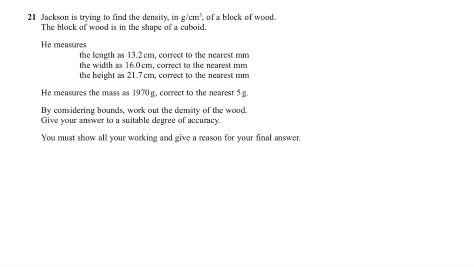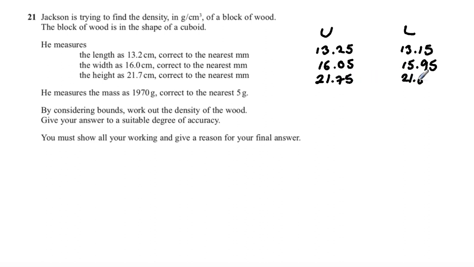So the first thing I'm going to do is find the upper and lower bound of the length, width and height of this cuboid. The upper length is 13.25. The lower length is 13.15. The upper width is 16.05. The lower width is 15.95. The upper height is 21.75. The lower height is 21.65. And they're all in centimeters.